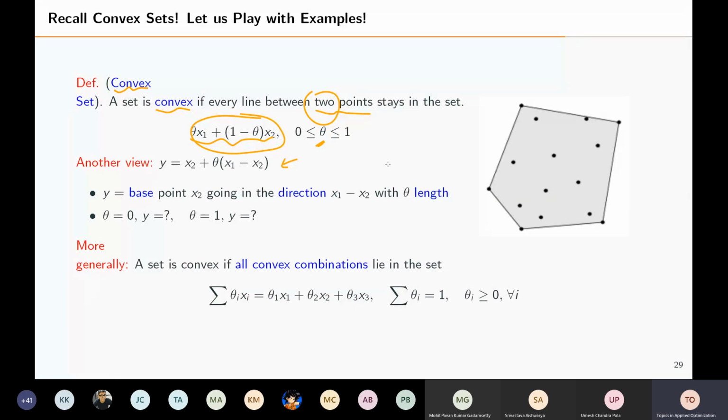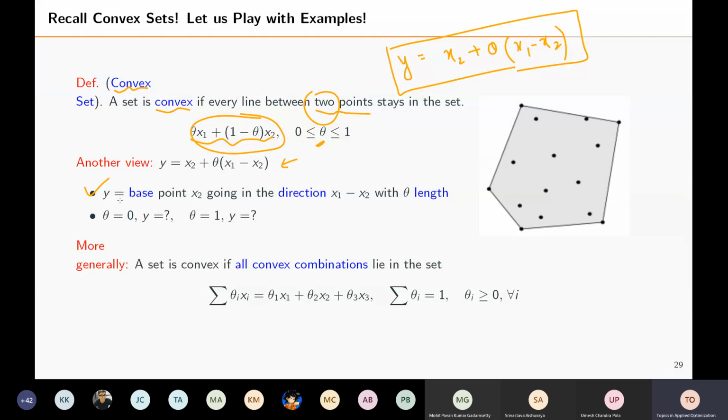So I continue. What are these points? We can also write this by taking theta common: this is x2 plus theta times (x1 minus x2). So this is another view of this. The points on the line are y, and by varying theta, you vary the points on the line.